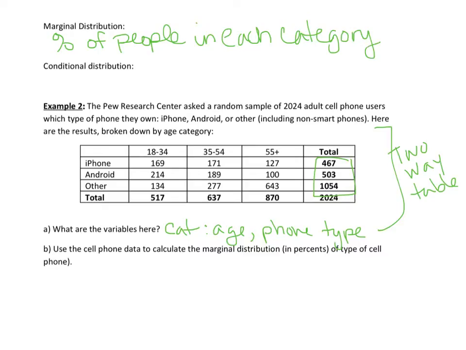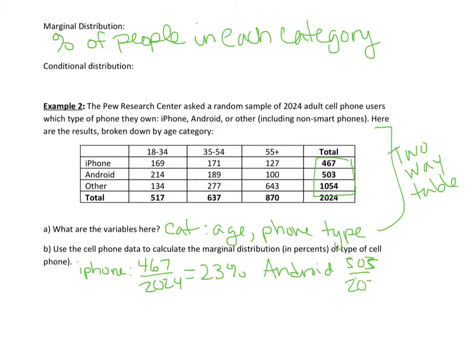What I mean is, and I'm going to actually do the problem for you, for the iPhone, you are going to have 467 out of 2024, which is 23%. And then for the Android, you're going to do the same thing. You're going to get 503 out of 2024, which ends up giving you approximately 25%.